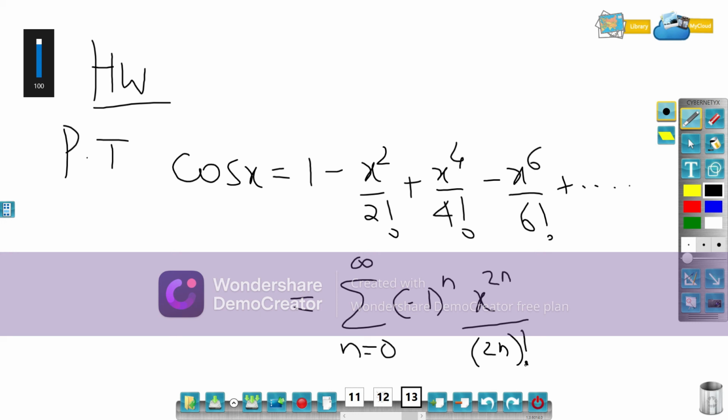So, this is what the Taylor series expansion is. Of course, there are many more examples which we will discuss in the class.